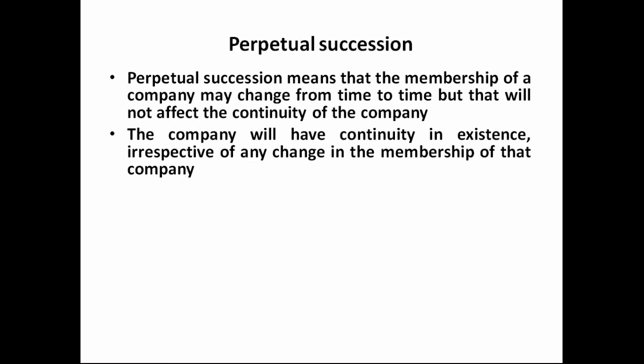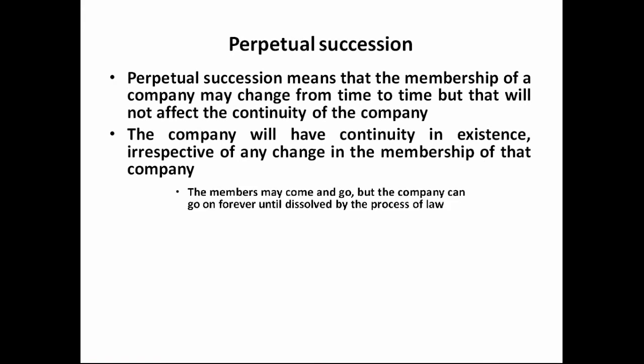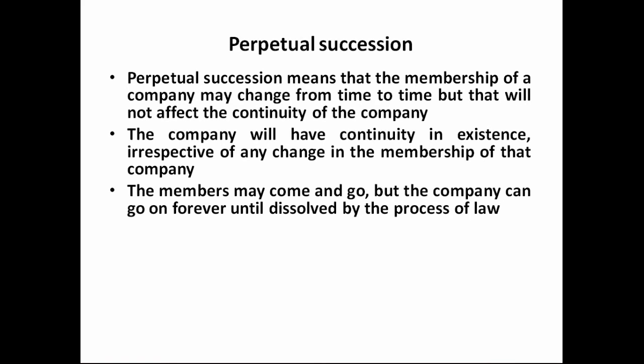The first members, and maybe the second and third generation members, are no more, but still the company exists, and maybe it will exist for other generations also. So it means that the members may come and go, but the company can go on forever until dissolved by the process of law. Earlier you saw that it is a legal person. Its birth is through law, and its death can also occur through the due process of law.